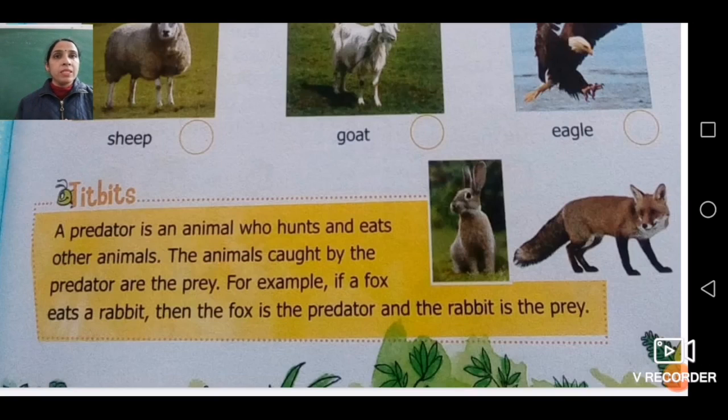First, domestic, wild and pet animals. After that, based on their food habits, carnivorous, herbivorous and omnivorous. Or omnivorous you can leave right now. You can do only carnivorous and herbivorous. And after that you have to remember this predator and prey.